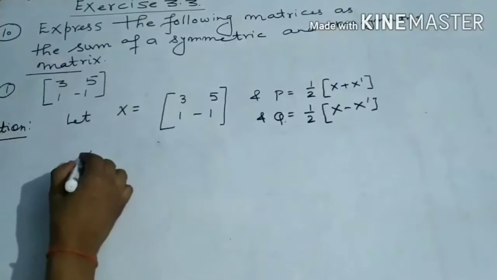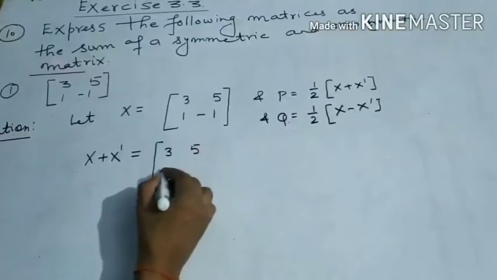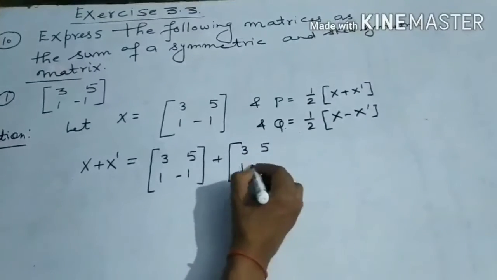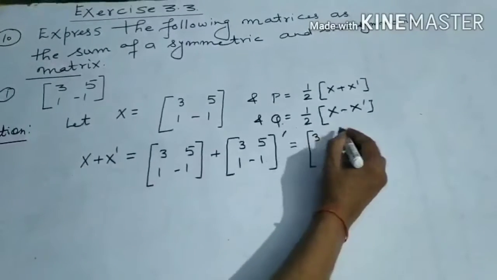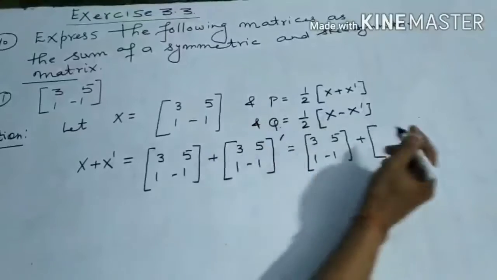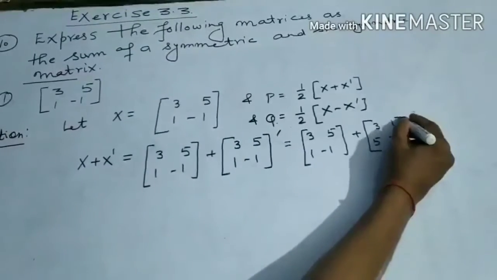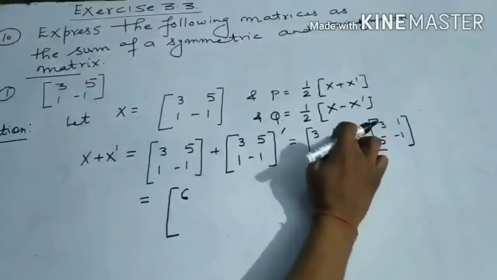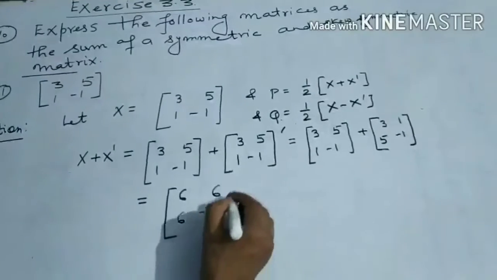First of all we are going to calculate X plus transpose of matrix X. This is equal to [3, 5; 1, -1] plus transpose, which means the first row becomes the first column, so this is 3 and 5, and the second row becomes the second column, this is 1 and -1. Now you have to add: 3 and 3 is 6, 5 plus 1 is 6, 1 plus 5 is 6, and -1 and -1 gives -2.